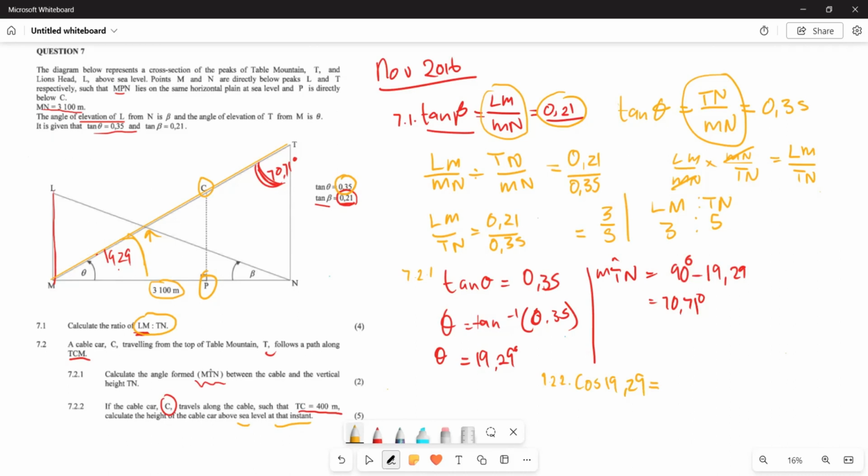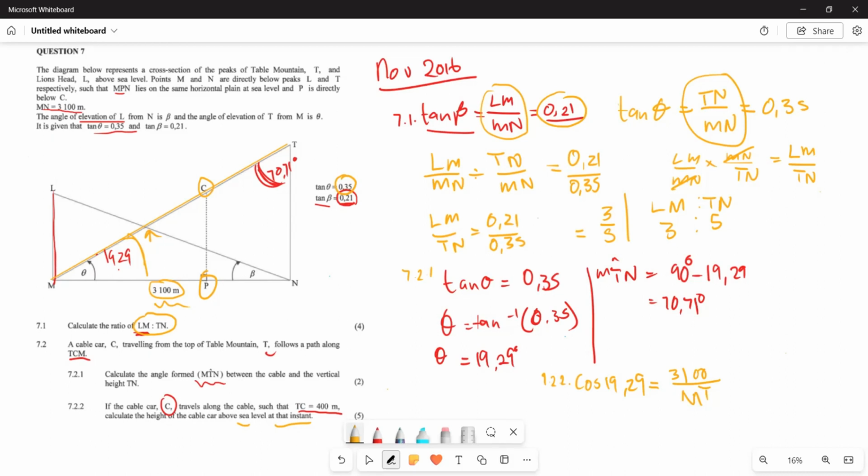19.29. It is going to be close to what? This is going to be the adjacent side, and remember the adjacent side is 3,100. It is going to be divided by, remember that cos is adjacent over hypotenuse, which is going to be your MT.